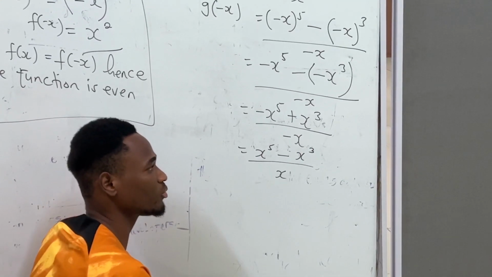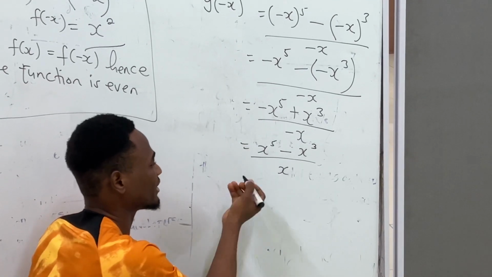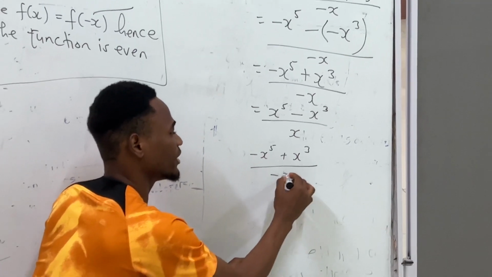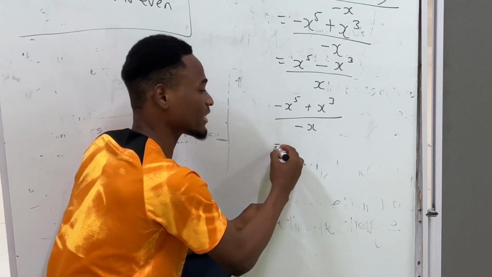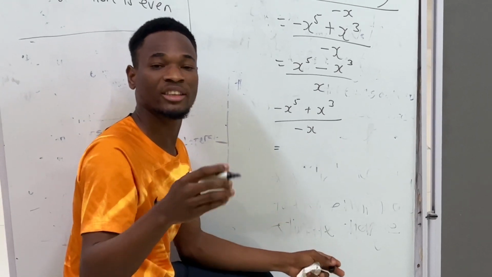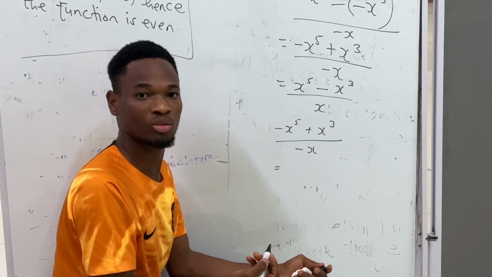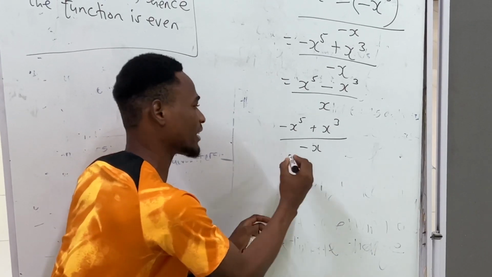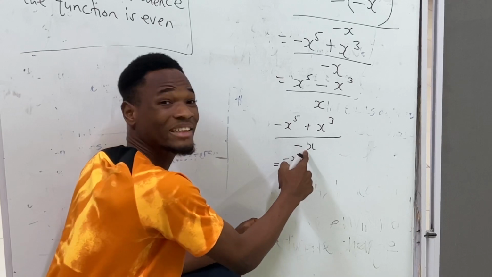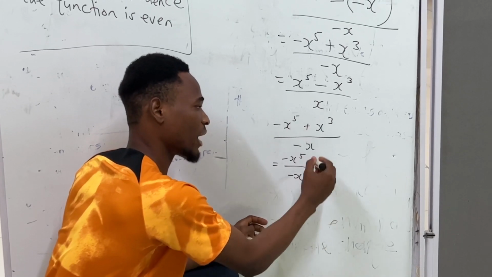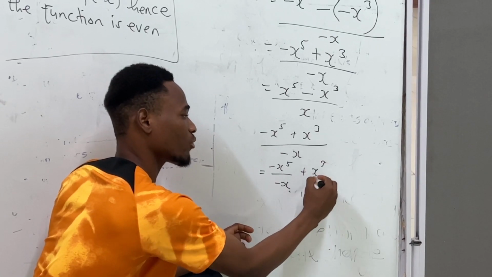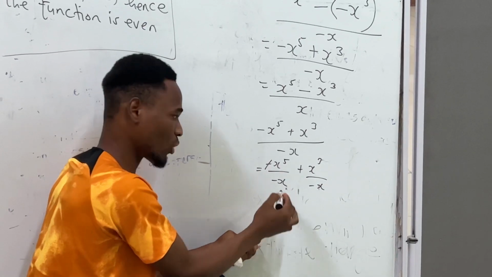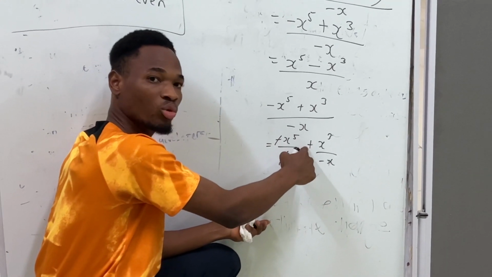Or this is the same as if you have negative x to the power 5 plus x to the power 3 over negative x. I can decide to split it, like a rational function. You understand? You can solve it the way you used to solve partial fractions, where I can split them. So this is the same as negative x to the power 5 over the denominator, which is negative x, plus x to the power 3 over negative x. This negative clearly will cancel this negative, and the negative will take over.